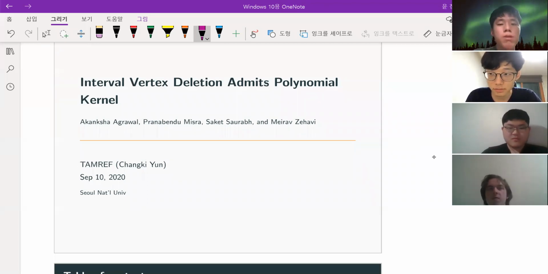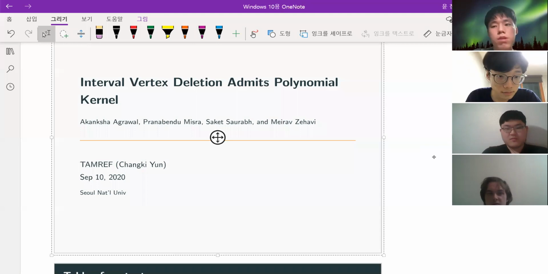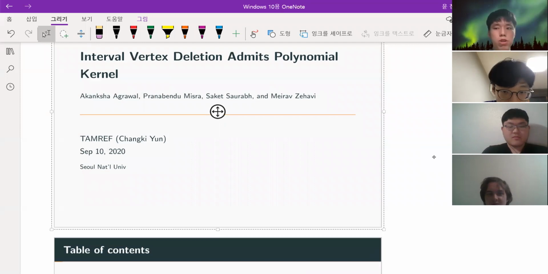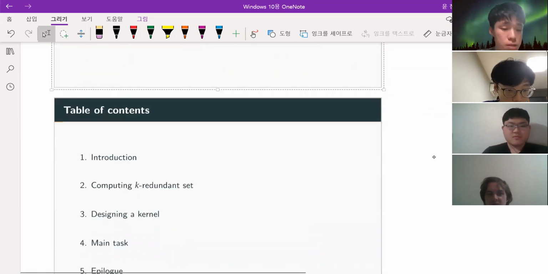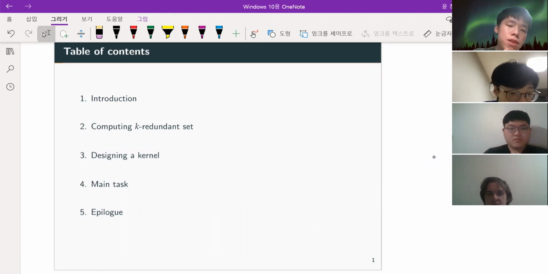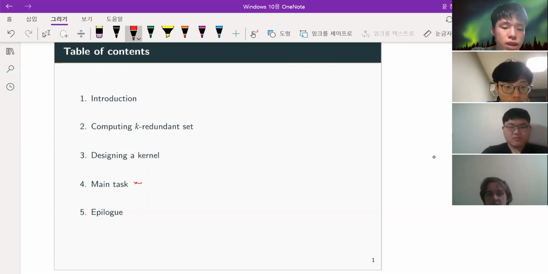Yeah, we're going to talk about the polynomial kernel of interval vertex deletion problem, which is written by Akanksha Agrawal and published in SODA 2019. The content is divided into 5 parts, and the most involved part is section 3 or 4. So we're aiming to talk about at least half of section 4, and optionally the rest of section 4 if time allows.